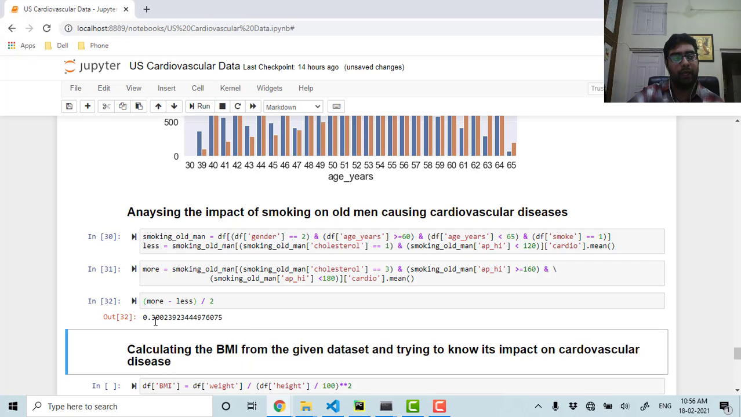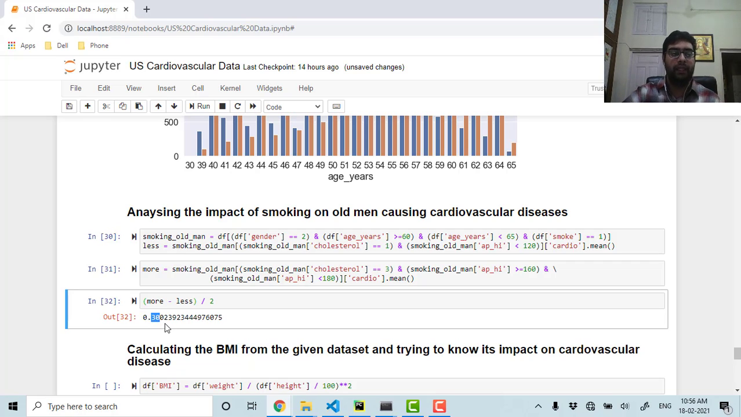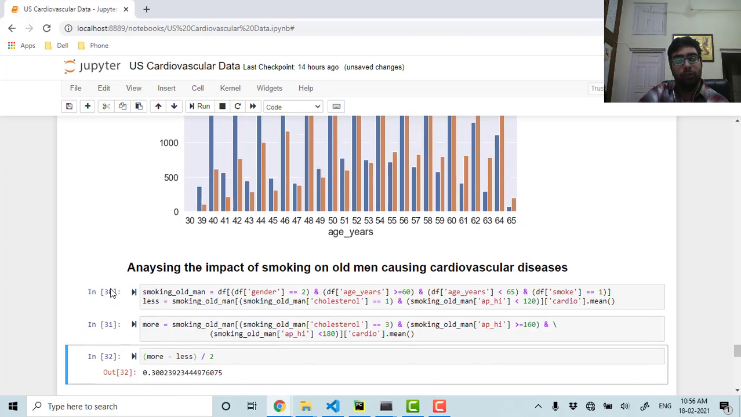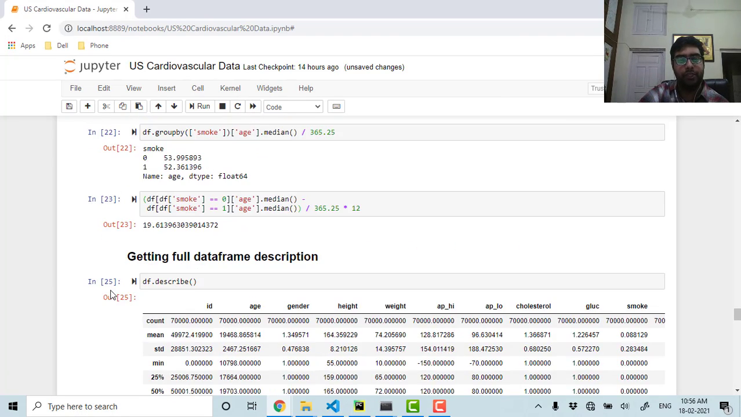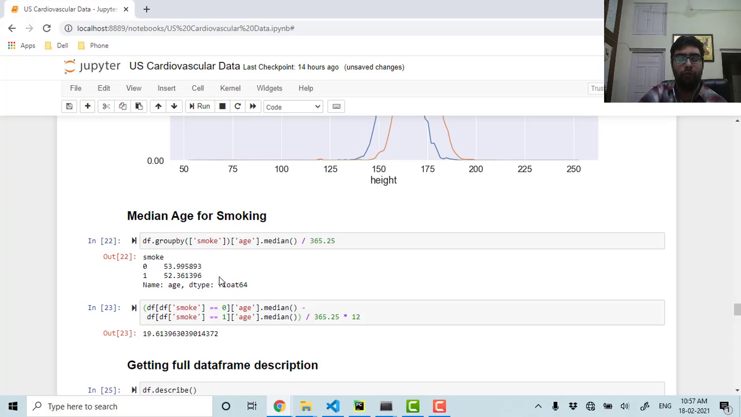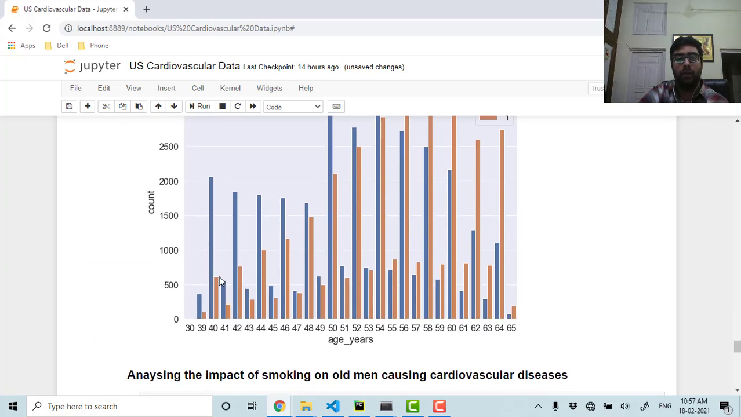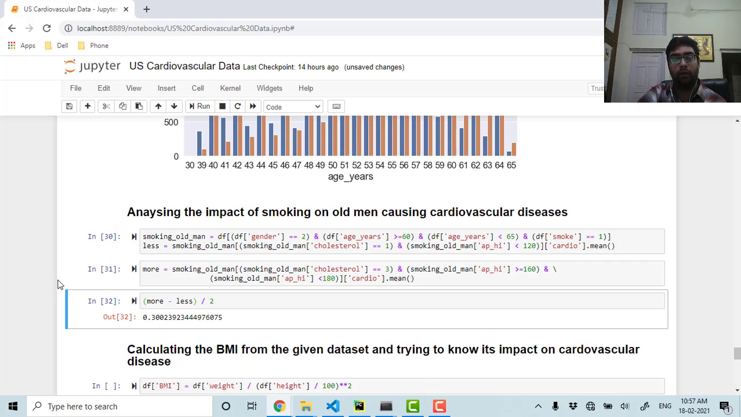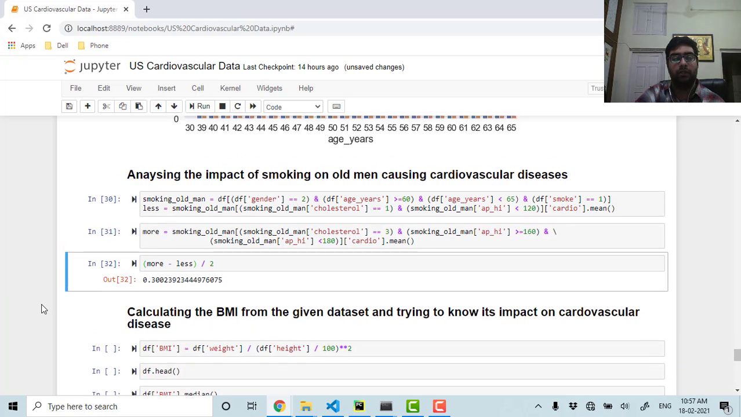So we can see that around 30% of males who are older than 60 years of age are more susceptible to cardiovascular diseases if they smoke. Although our smoking feature was not very conclusive on the whole data, it is pretty conclusive on the data of people aged greater than 60 that smoking is injurious to their health, and they can get cardiovascular disease.